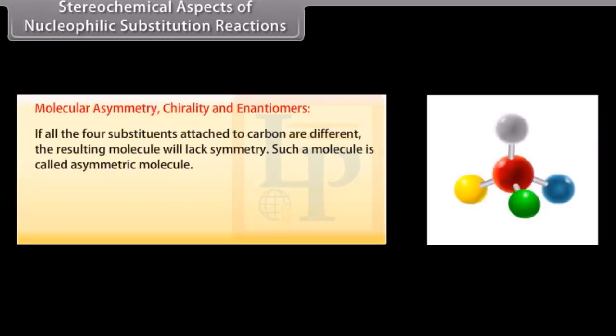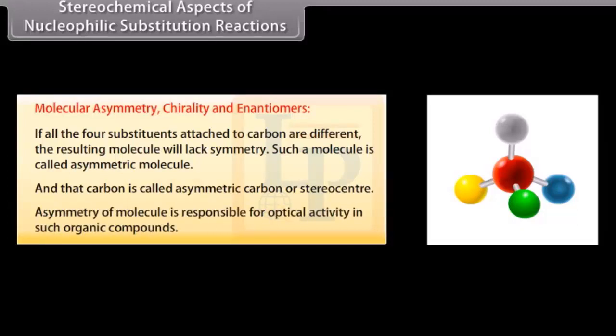Stereochemical aspects of nucleophilic substitution reactions. Molecular asymmetry, chirality and enantiomers. If all the four substituents attached to carbon are different, the resulting molecule will lack symmetry. Such a molecule is called asymmetric molecule. And that carbon is called asymmetric carbon or stereocenter. Asymmetry of molecule is responsible for optical activity in such organic compounds.